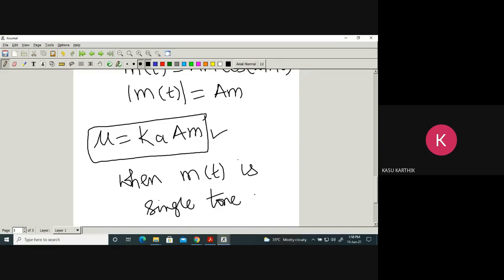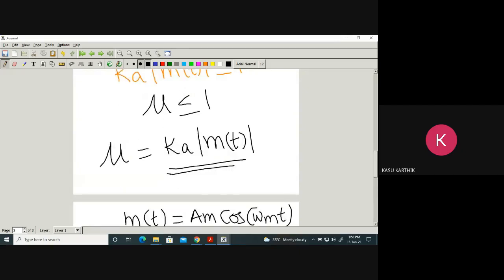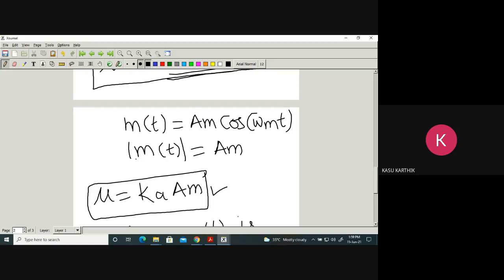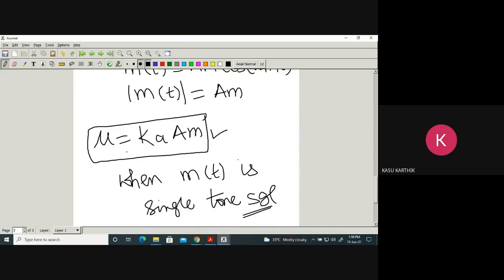I told you this formula already, but it is true if and only if m of t is a single tone signal. If it is not a single tone signal, what is the actual formula of mu? Mu equals Ka into mod of m of t. So if m of t happens to be Am cos omega mt, mod of m of t is Am. That's why mu equals Ka into Am.